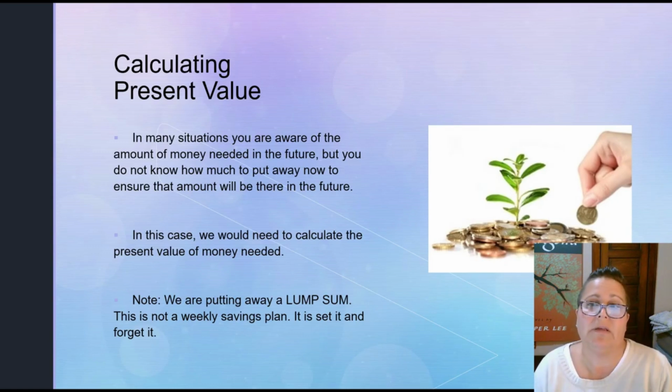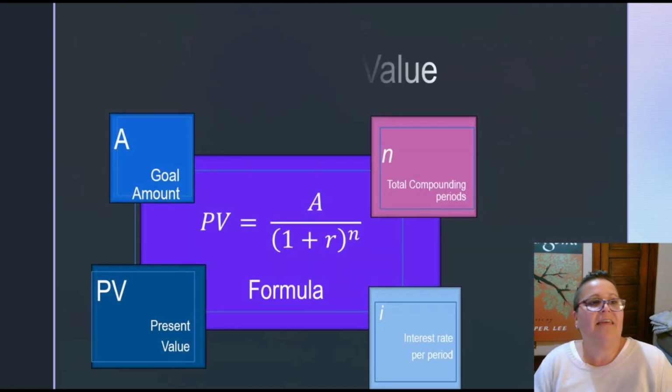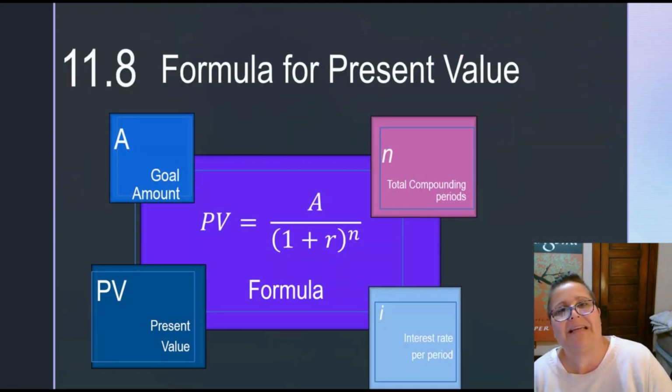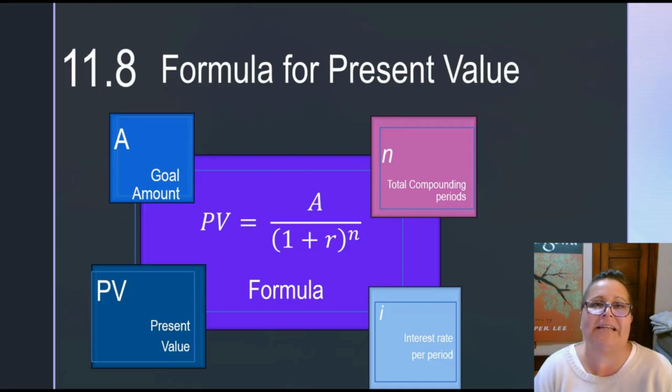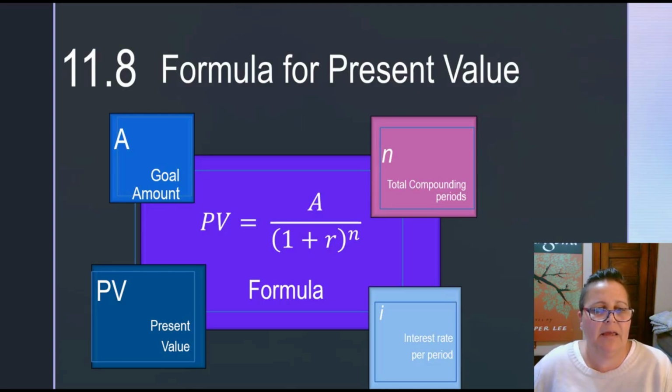Okay, so to calculate that present value, we are going to be using the present value table. You should be able to see them just fine. The last section is 11.8, and this is the formula for finding present value. Now, our formula for finding present value is a rearrangement of the compound interest formula, and it says that the present value is equal to the amount, that's your goal amount or compounded amount, divided by 1 plus I.